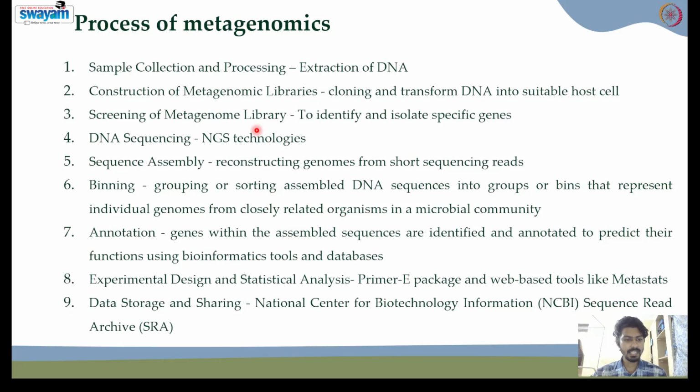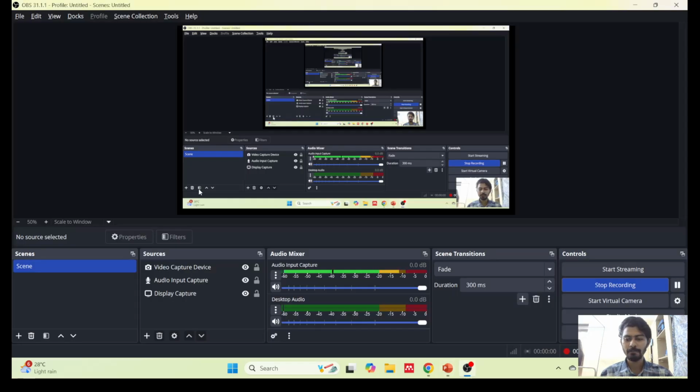Then you will go for a DNA sequencing approach like NGS technologies, where we have seen a lot of second and third generation sequencing, through which we will be attaining the DNA sequence. Then you will assemble the sequence. What do you mean by that? You will reconstruct the genomes from the short sequencing reads. So once you have got the short sequencing reads, the next step is binning, where you will group the more similar DNA sequences into groups or bins that represent individual genomes from closely related organisms in a microbial community.